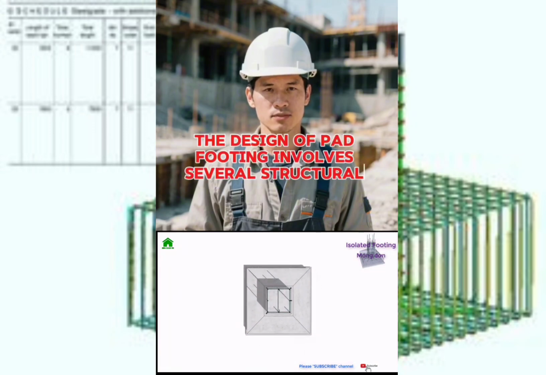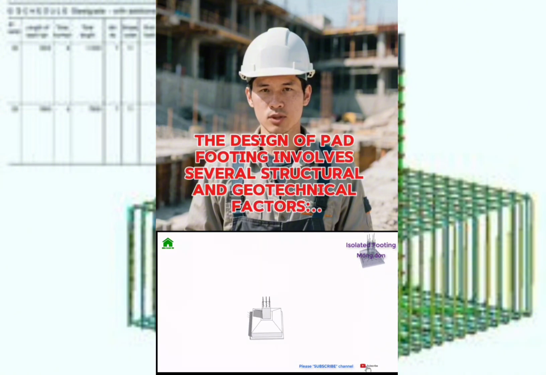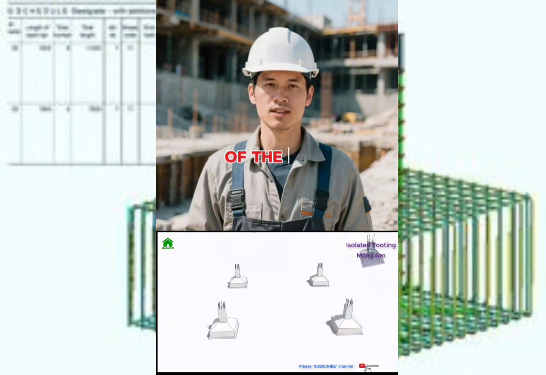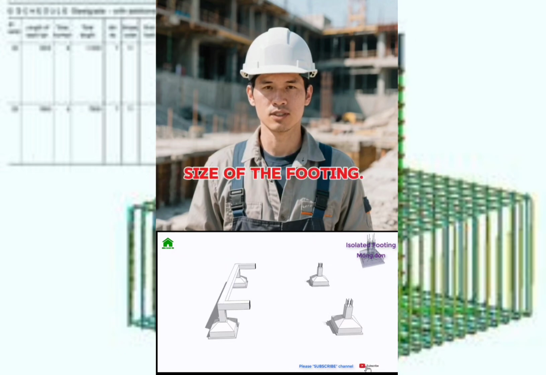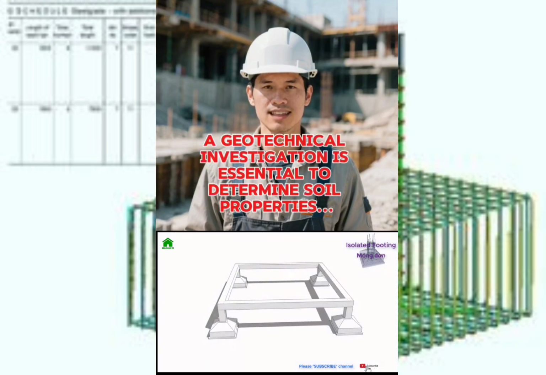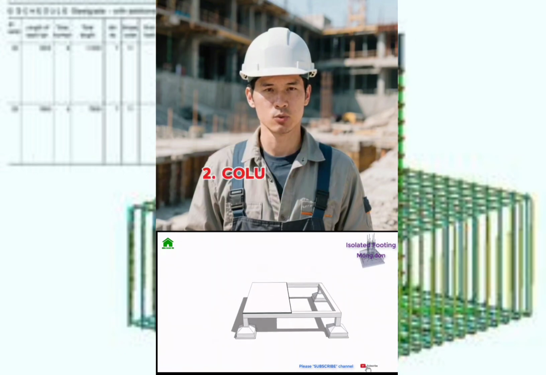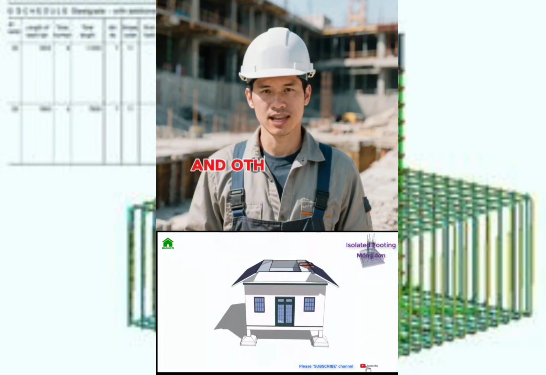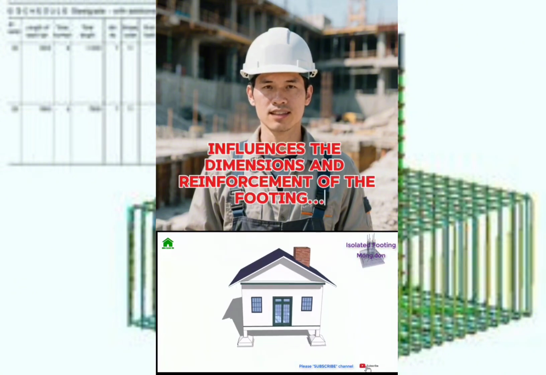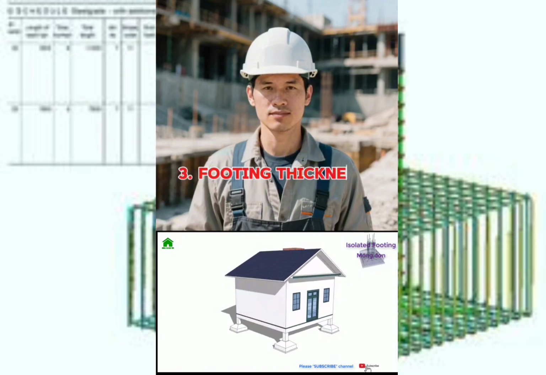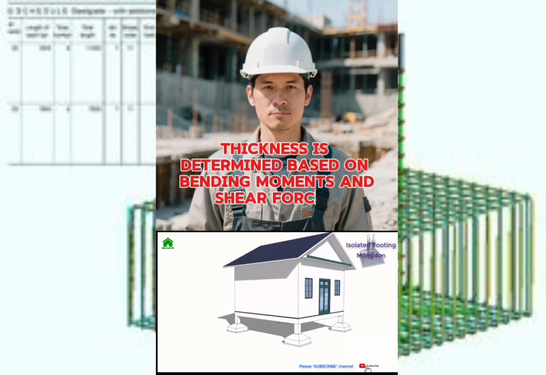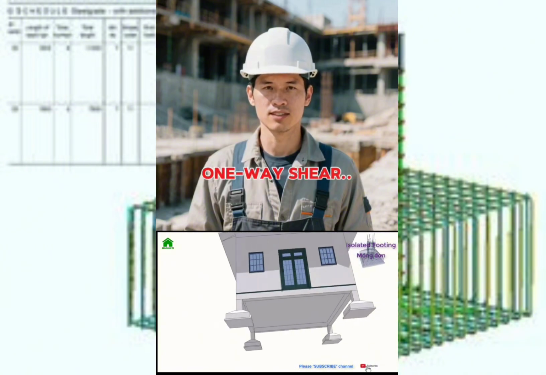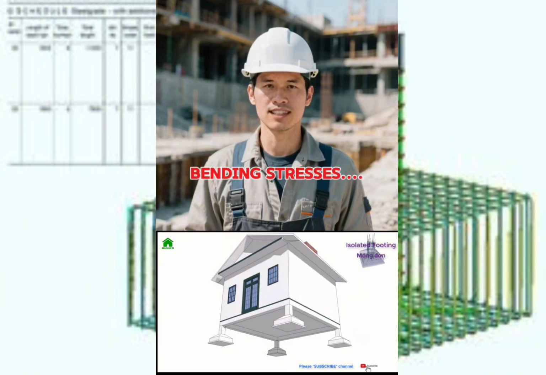The design of pad footing involves several structural and geotechnical factors. 1. Soil bearing capacity. The allowable bearing capacity of the soil determines the required size of the footing. A geotechnical investigation is essential to determine soil properties. 2. Column load. The magnitude of the axial load, including dead load, live load, and other applied loads, influences the dimensions and reinforcement of the footing. 3. Footing thickness. Thickness is determined based on bending moments and shear forces. The footing must resist one-way shear, two-way punching shear, and bending stresses.